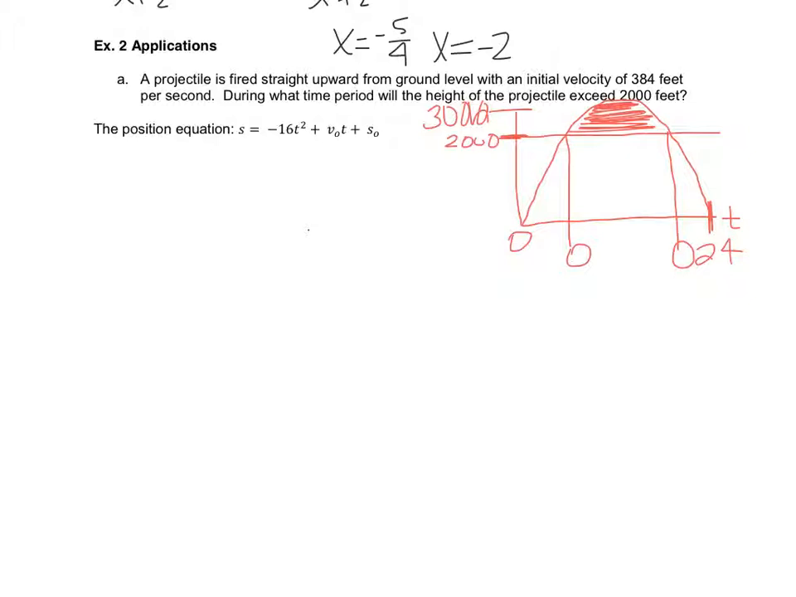Now they go ahead and give you the position equation, so all we've got to do is fill in with what we know. Now, from physics, if you've taken physics, you know V naught is the initial velocity. So right here in our problem where it says initial velocity of 384 feet per second, okay, that is our initial velocity. So I'm going to go ahead and plug that in. Plus 384t, and then S naught would be our starting height. So it's at 0.